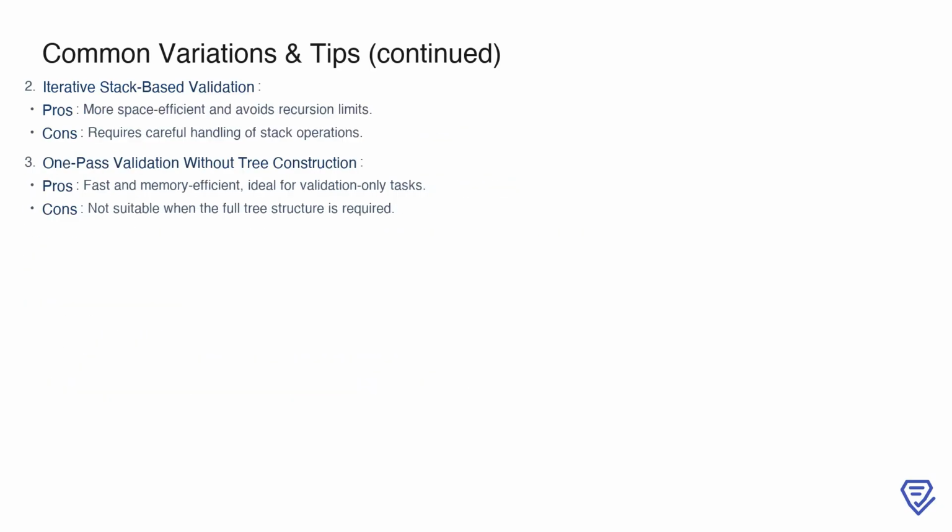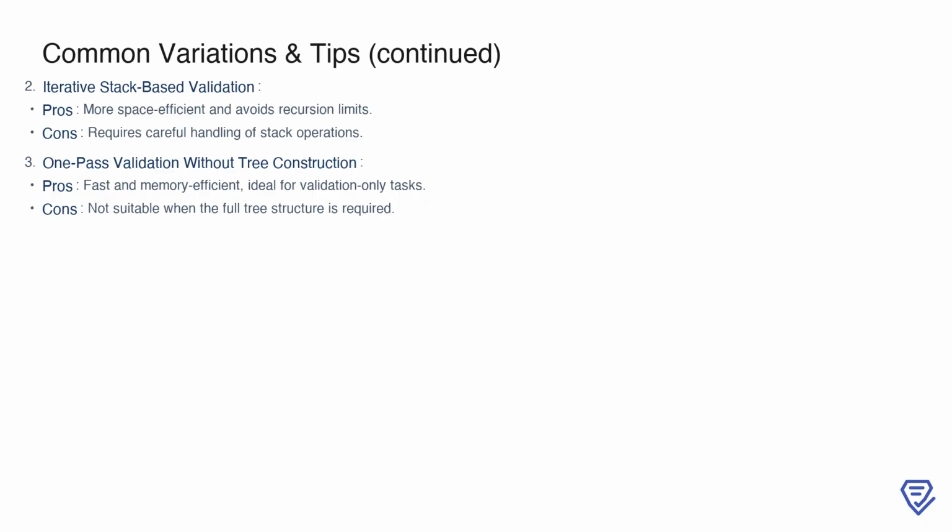Iterative stack-based validation can be a more robust alternative. This method is more space-efficient than recursion and avoids stack overflow issues entirely. However, it requires precise handling of the stack, as improper operations can easily lead to incorrect results.